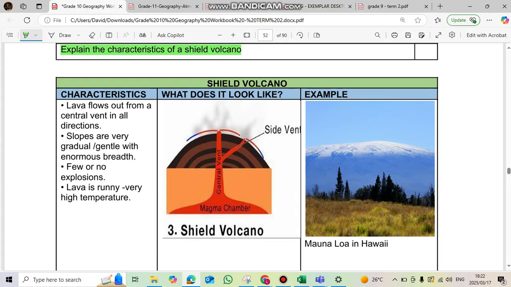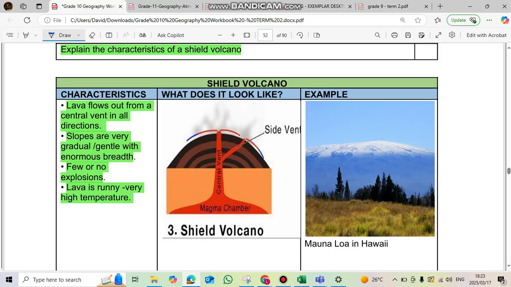The characteristics of a shield volcano are as follows. Lava flows out from a central vent in all directions. Slopes are very gradual or gentle with enormous breadth. Few to no explosions, meaning that it's not as violent. And then the lava is very runny due to the higher temperatures.